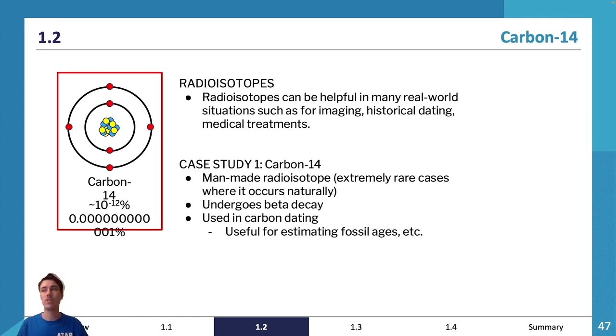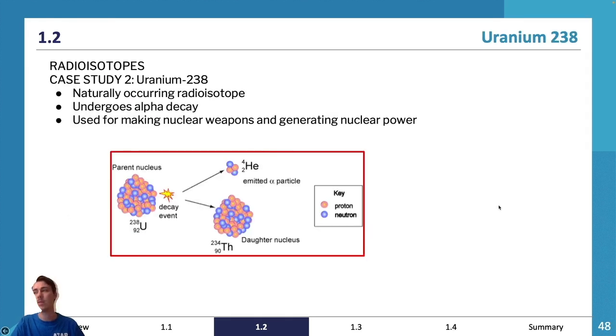So over time, you can take samples and go, all right, well, there's this much. I should have had this much if it was at 100%. Therefore, I can tell it was this old. So that's sort of how you do it. Carbon-14 is a man-made isotope, so it's extremely rare cases where it occurs naturally. It undergoes beta decay, used in carbon dating, so useful for estimating fossil ages. As it says man-made, it's because it comes from fossils, it comes from humans. So it is sort of still occurring naturally, but one of those things.